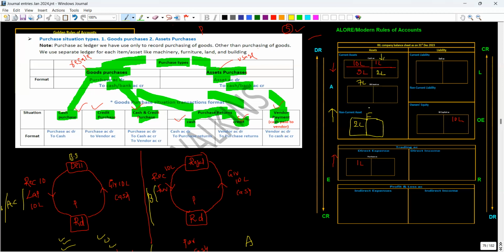Okay, this is the difference we have in goods and asset purchases in the financial statement.